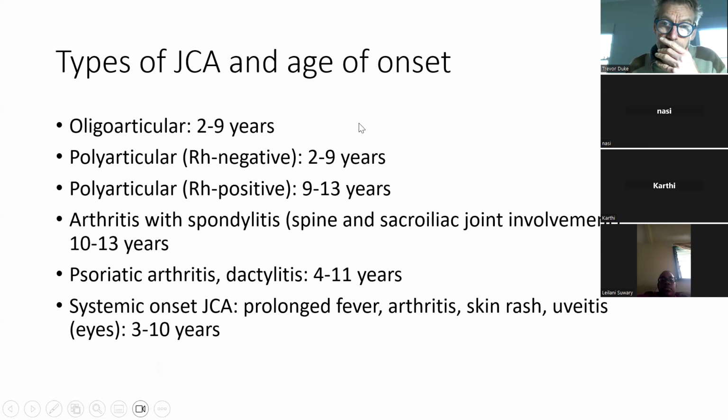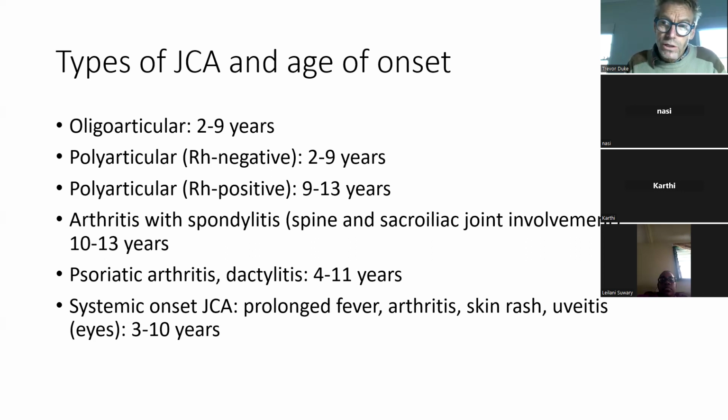But when you think about JCA, there are differences in the types of JCA. They differ in the number of joints involved, in which joints are involved, and in the age of onset, although there's a lot of overlap. One of the most common types is oligoarticular arthritis. Oligo means few. It doesn't mean one, it means few. If you've got up to 4 joints involved and no systemic features, then that's called oligoarticular arthritis.